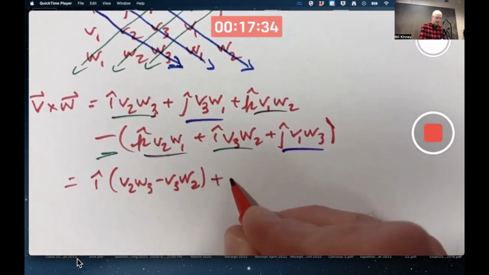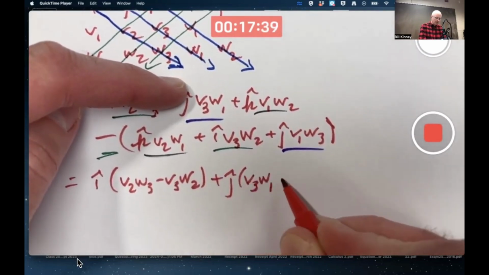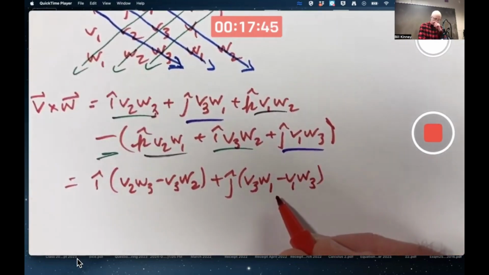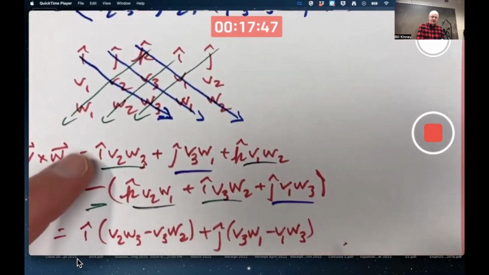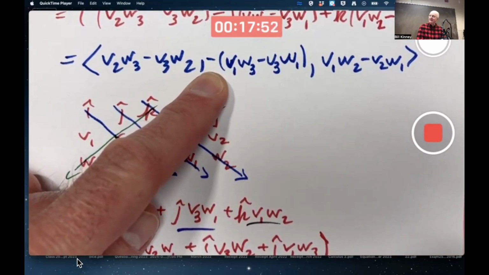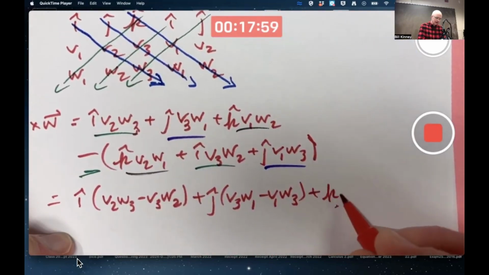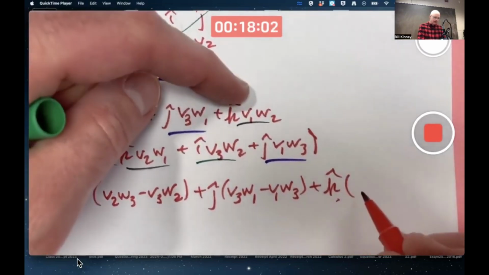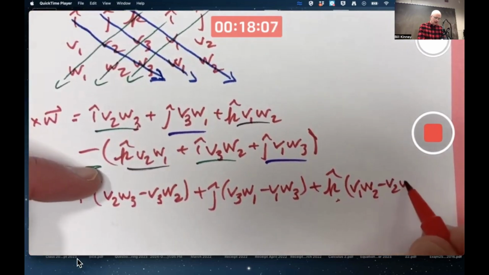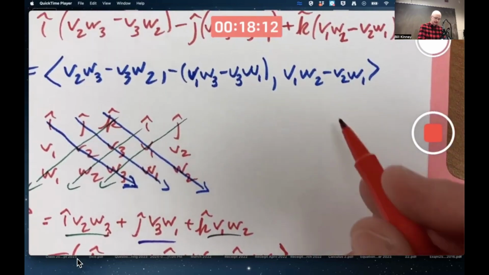The J hat term is going to be, look at the purple ones, V3 W1 minus V1 W3, which is the opposite of what's in the parentheses right here, because of the minus sign there. And then the K hat terms, V1 W2 minus V2 W1. V1 W2 minus V2 W1 matches this.